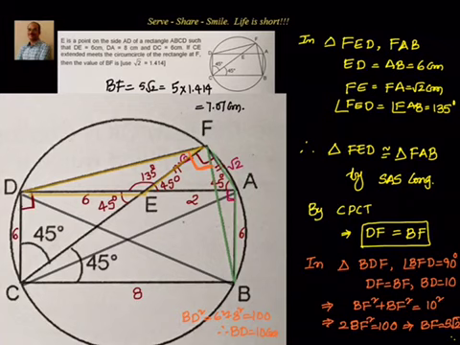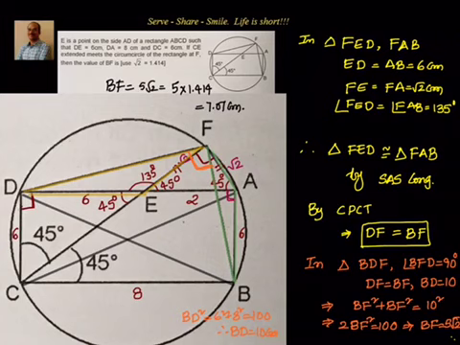So let's summarize this before we wrap it up. We have been given ABCD is a rectangle, and this is circumcircle of rectangle ABCD. We have been given that E is a point on AD such that DE equal to 6 and DA equal to 8, and CE extended meets the circumcircle at F. We have to find out what is the value of BF.